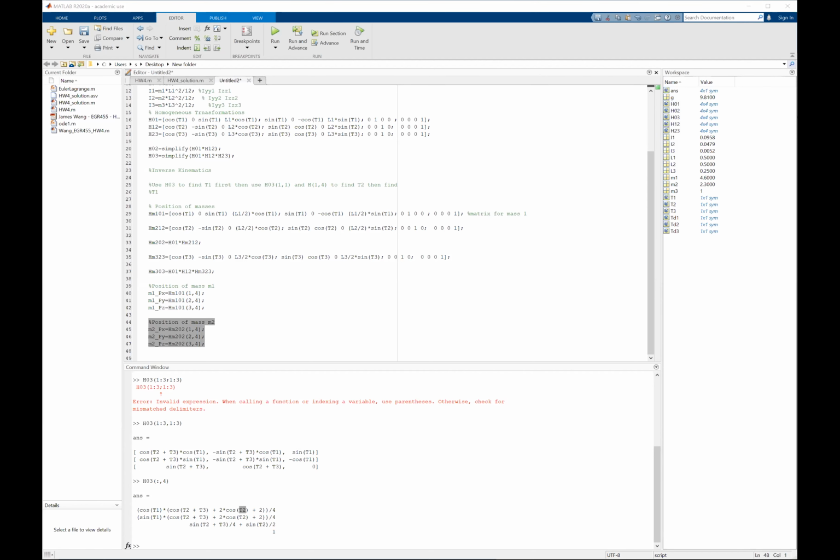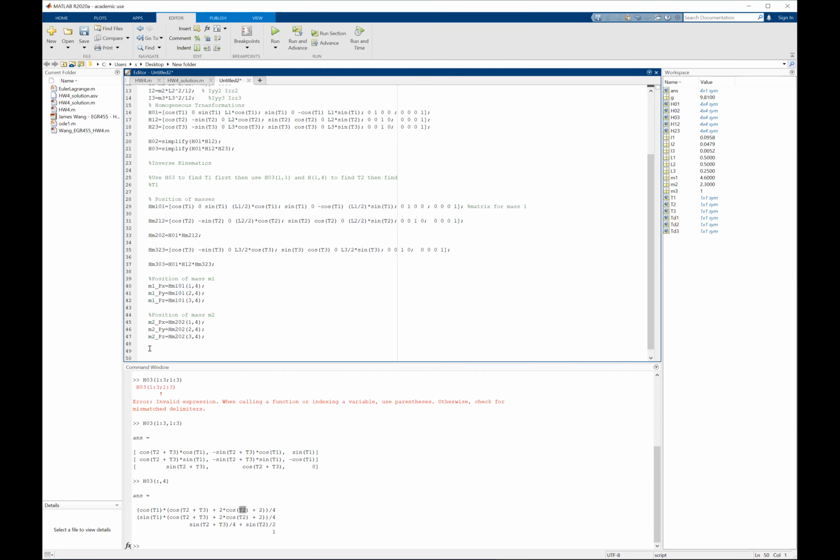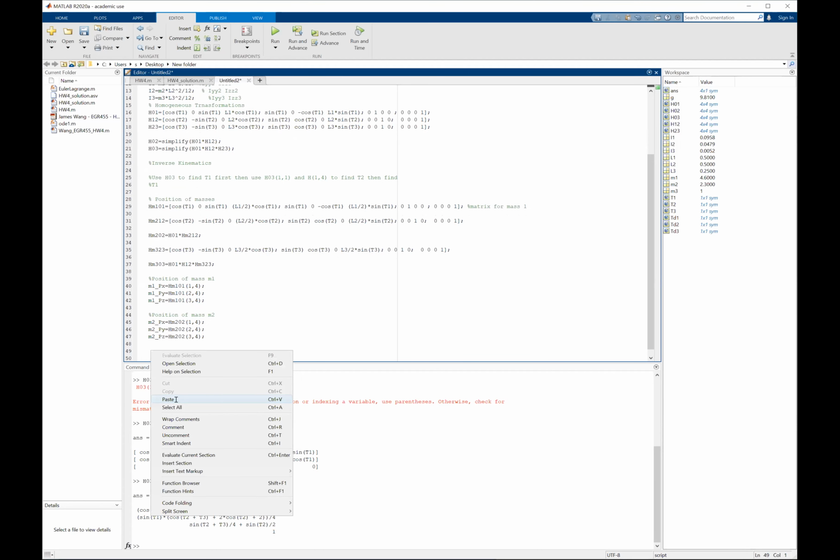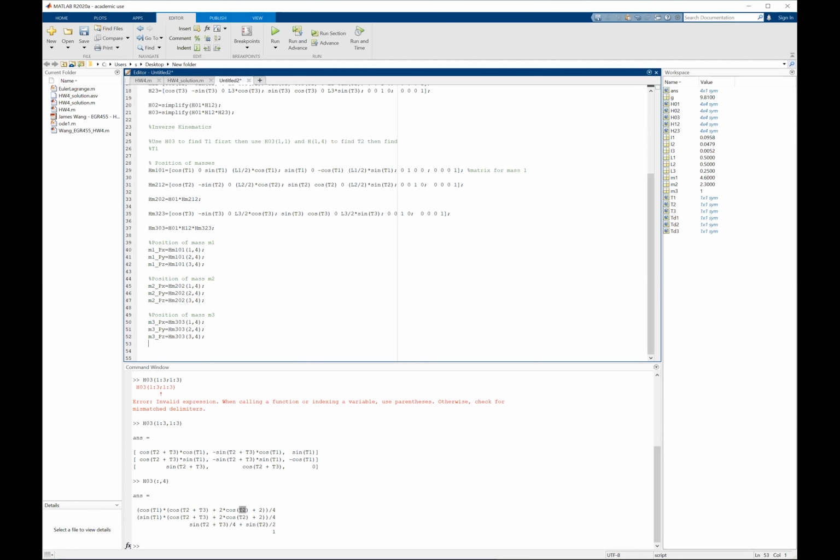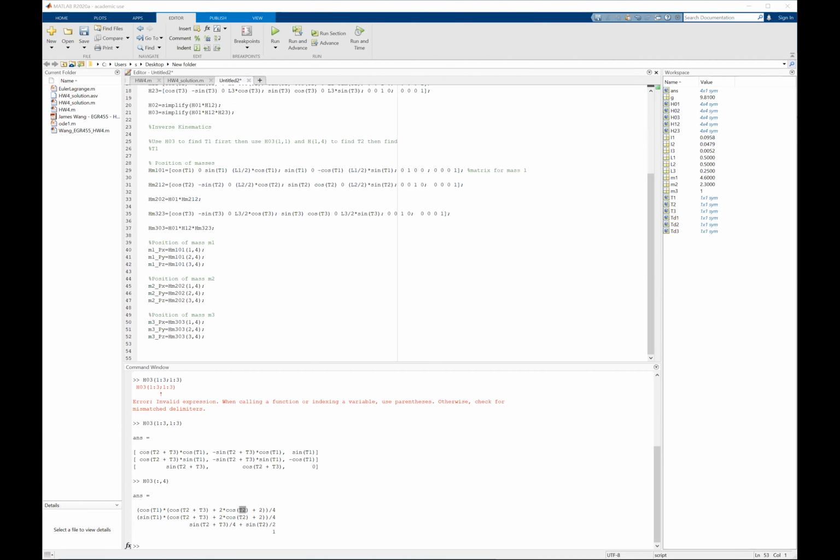Now we have to do the same thing for mass M3, and you will do the same thing for mass M3. Everyone okay so far? Any questions at this point? I'm looking at the chat window, so if you have any questions, ask me now.